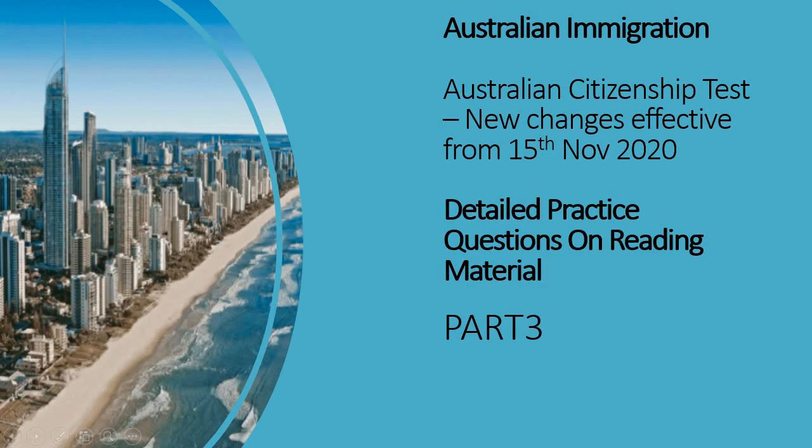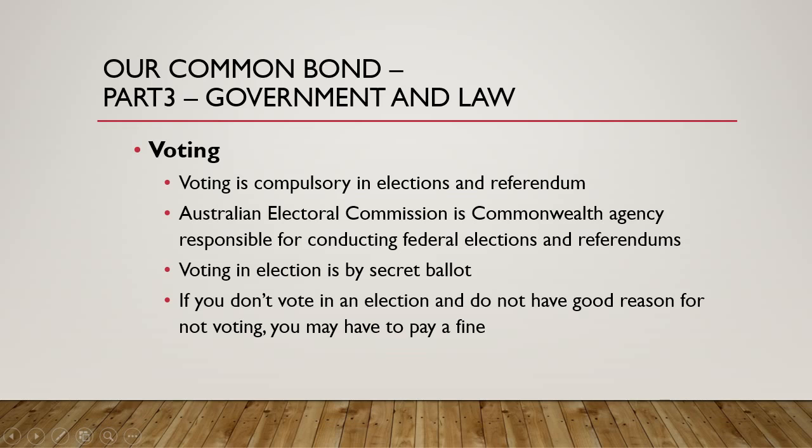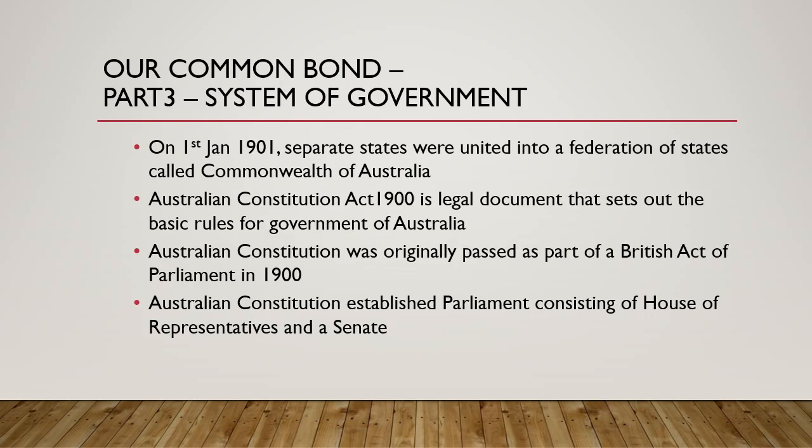So let's start. In this part we'll discuss part 3 of our common bond document, which is government and law. I'll discuss some points about voting which you should know for the test. Voting is compulsory in elections and referendums. The Australian Electoral Commission is the agency responsible for conducting the elections. Voting in an election is by secret ballot. If you don't vote in an election and do not have a good reason for not voting, you may have to pay a fine.